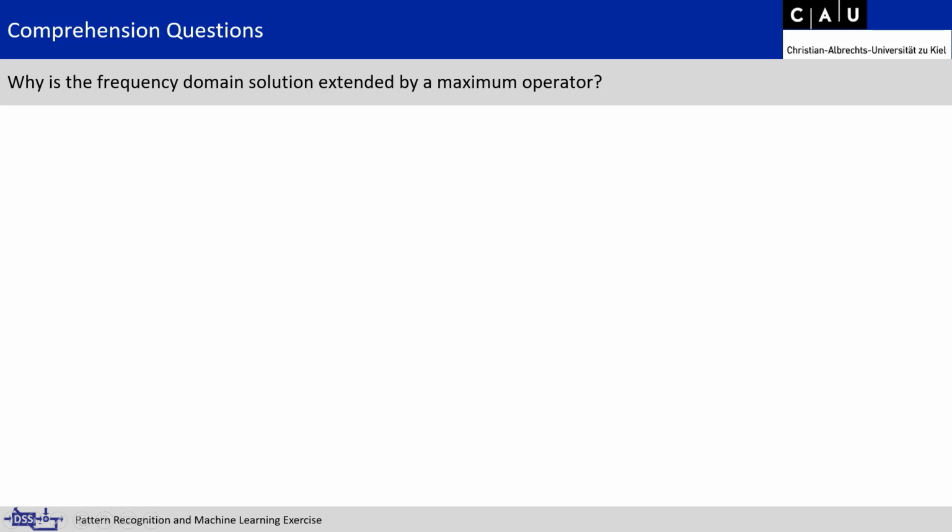Why is the frequency domain solution extended by a maximum operator? So what does this extension look like? H equals the result of a maximum operator, and the first parameter is H min, and the second is our frequency domain solution, very often with the overestimation factor, and we certainly have estimates of our PSDs there. So by using the maximum operator, we introduce a lower bound H min to the Wiener filter weights.